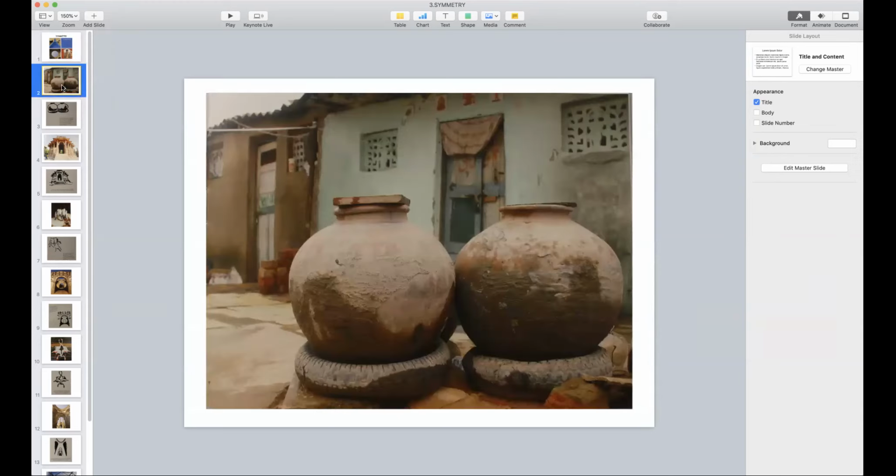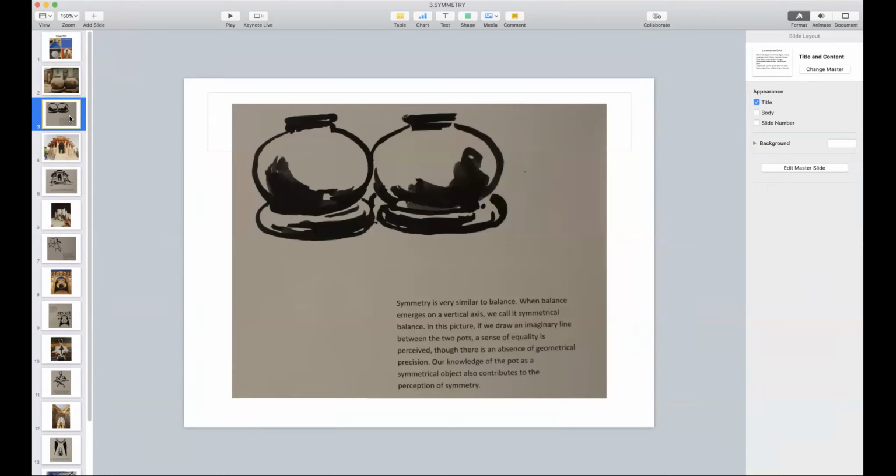These two matkas are placed next to each other, but if you look at it, it is not in the absolute center. In the background, these pastel colors, one is almost matching with the color of the matka, and then this pastel green, almost like a faded one. So symmetry is very similar to balance. When balance emerges on a vertical axis, we call it a symmetrical balance.